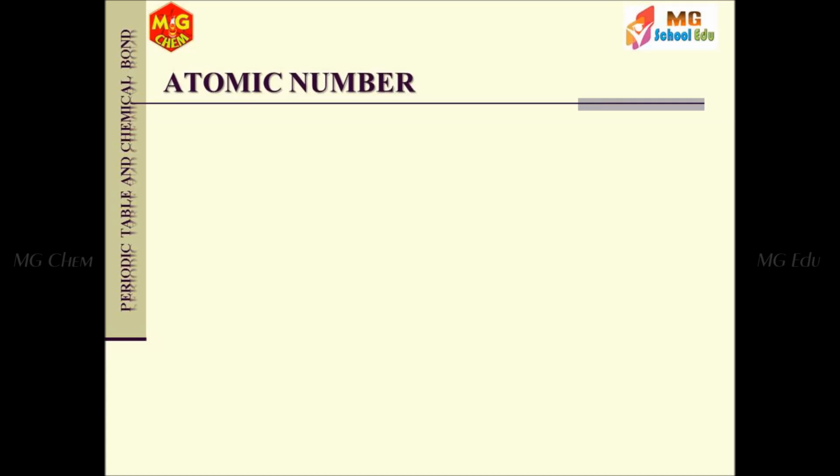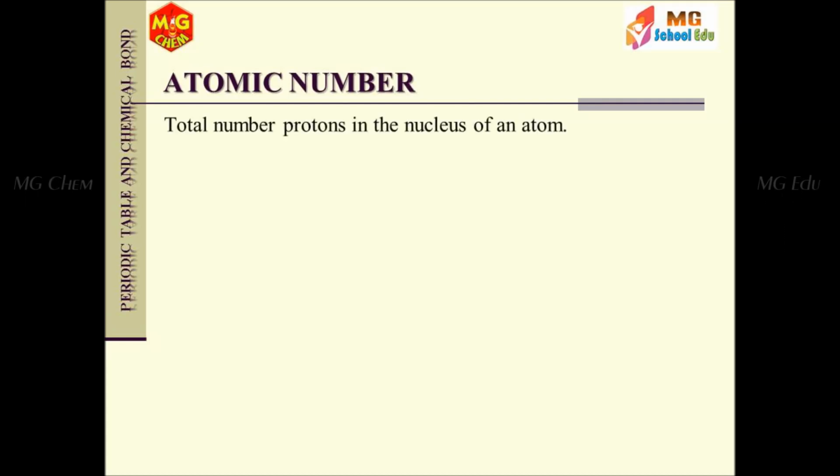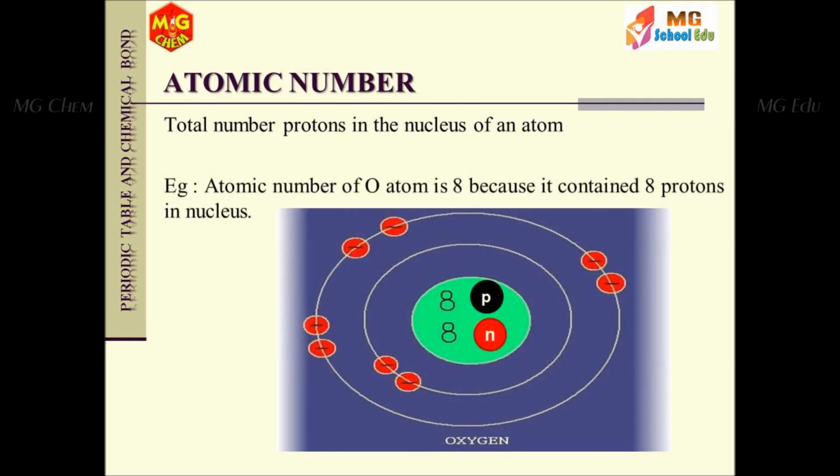Atomic number. What is atomic number? Atomic number is the total number of protons in the nucleus of an atom. For example, the atomic number of an oxygen atom is 8, because it contains 8 protons in the nucleus.